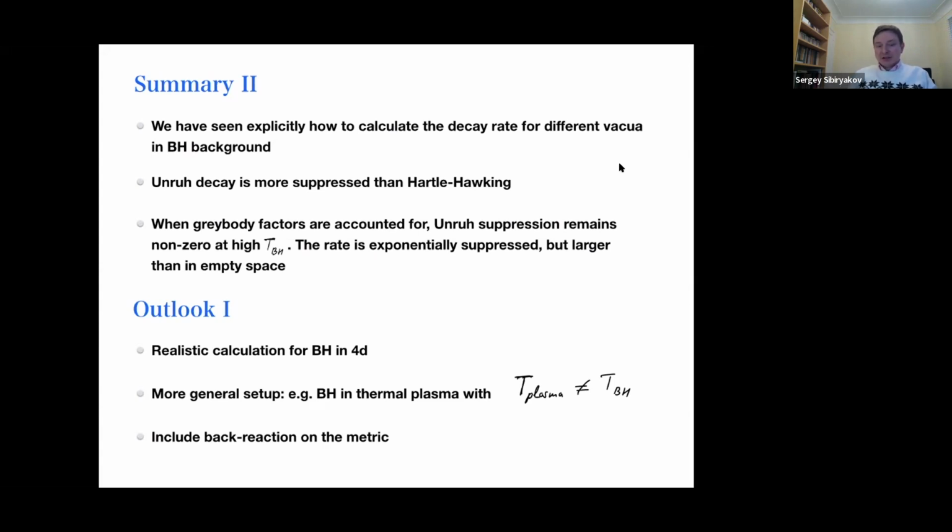Finally, the interesting challenge is to include the back reaction on the metric and see how semiclassical gravity effects affect the whole picture. So thank you for the attention, and I'm happy to take your questions.